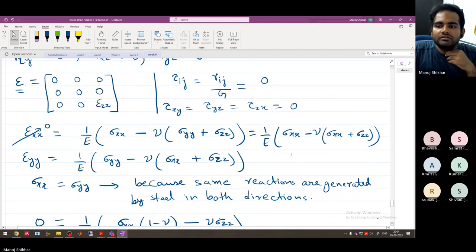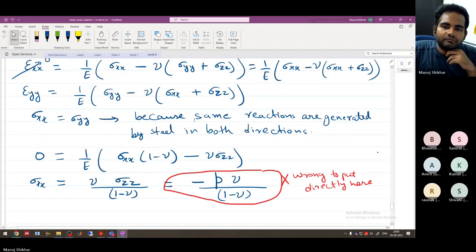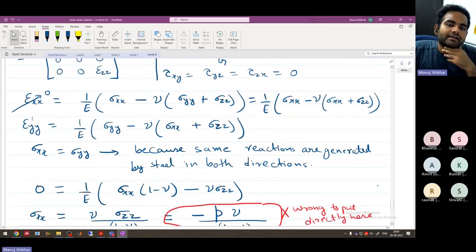Okay, so you can try it at your home. You assume that sigma xx and sigma yy are not equal, that you don't understand symmetry. You will put epsilon yy equal to 0, and you will have two different equations, and you will be able to find them in terms of sigma zz.